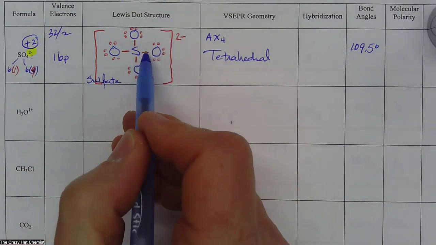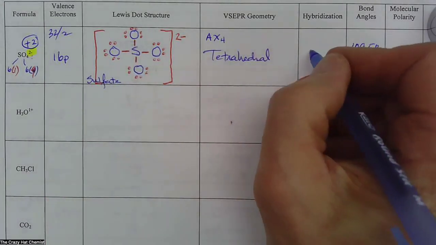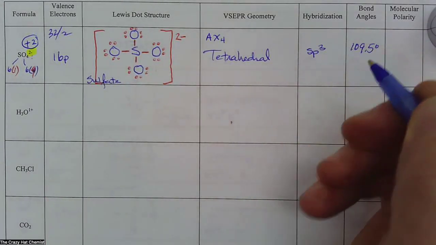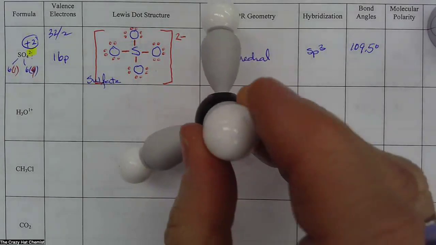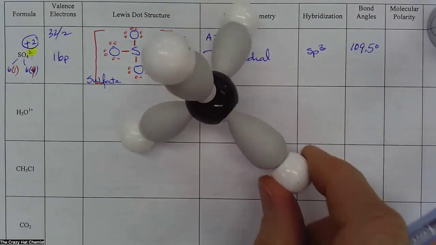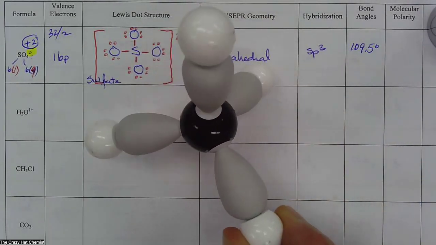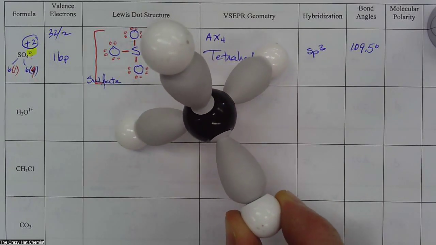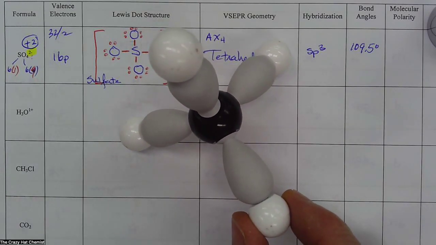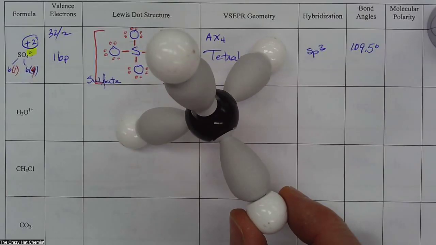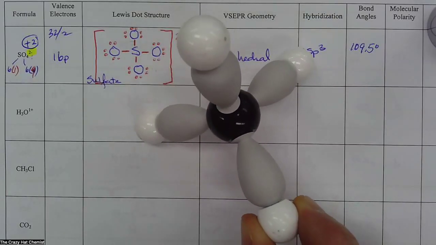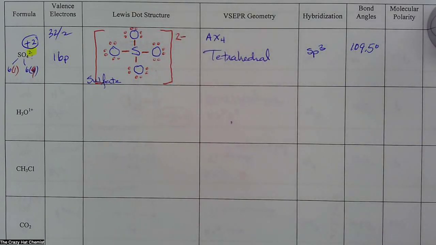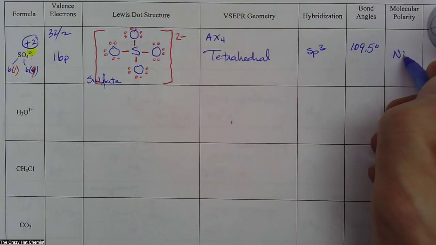Hybridization, remember, it's sp, sp2, sp3. This is sp3 hybridized. The molecular polarity: you have to build the molecule, and it effectively looks just like this. Any tetrahedral is going to look the same. In this particular case, we're assuming that the sulfur is the black thing and the oxygens are the white things. Even that's incorrect, but it does have polar bonds, but it is symmetrical, so this is non-polar.